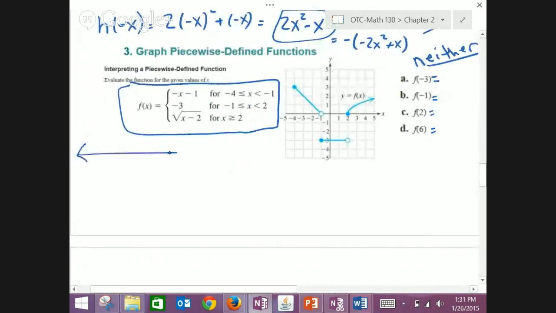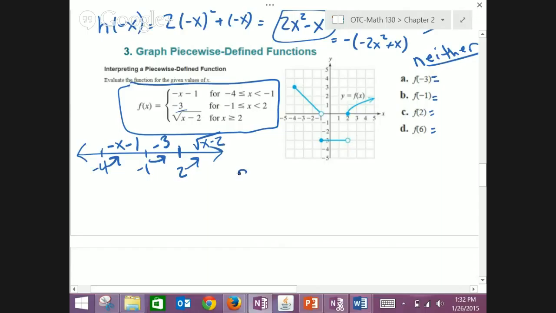A lot of times what I'll end up doing is I'll draw a number line from minus 4 to minus 1, including minus 4, but not including minus 1. The value of my function is going to be evaluated using minus x minus 1. From minus 1 to 2, including minus 1, but not including 2, if I evaluate my function anywhere in that region, I'm going to output minus 3. That's what this is saying. And then from 2 on, it's going to be the square root of x minus 2.